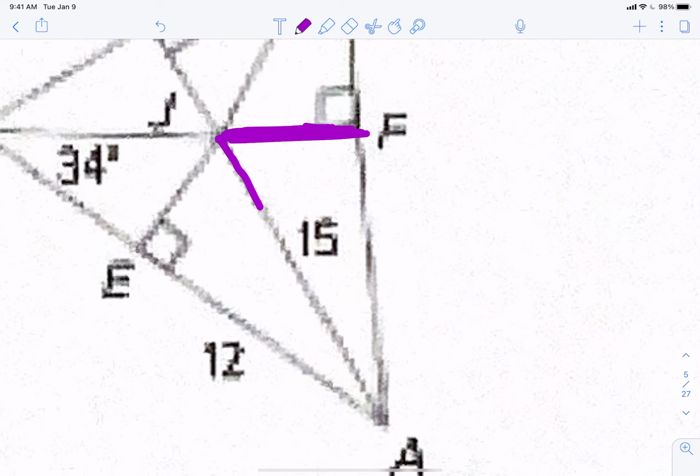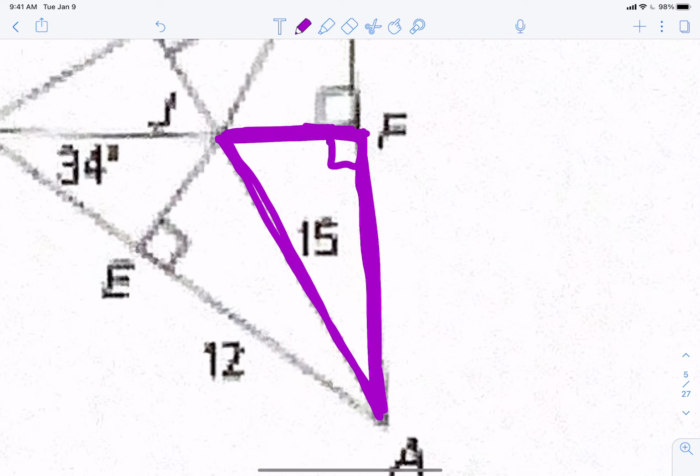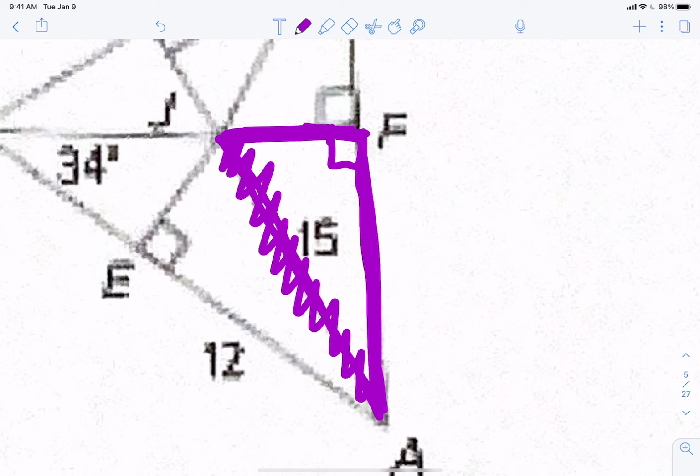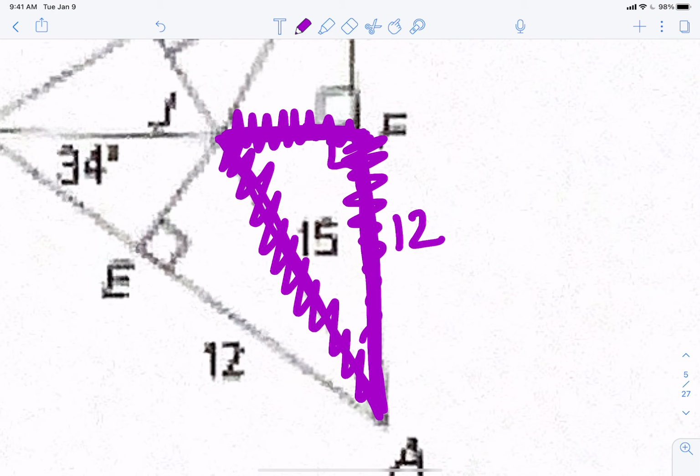Is this triangle right here, this triangle right here that I've outlined in purple, a 90-degree angle, yeah? It's a right triangle. This side right here is 15. What's this side right here? 12. That side's 12. How do you find that side? Because EA is 12.